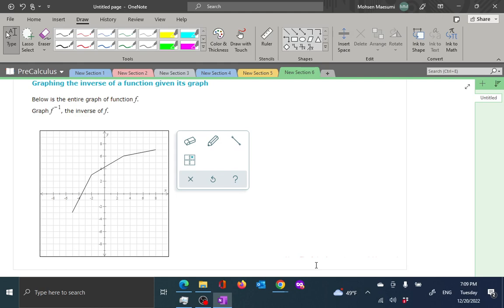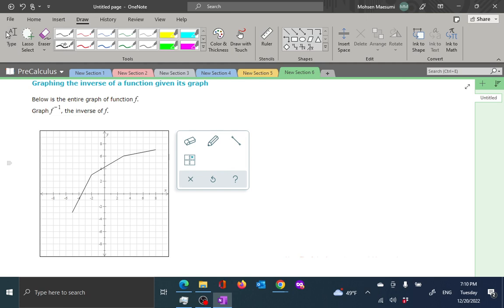Here the question is graphing the inverse of a function given its graph. It says below is the entire graph of function f. Graph f inverse, which means the inverse of f. Well, this problem is very simple to do.